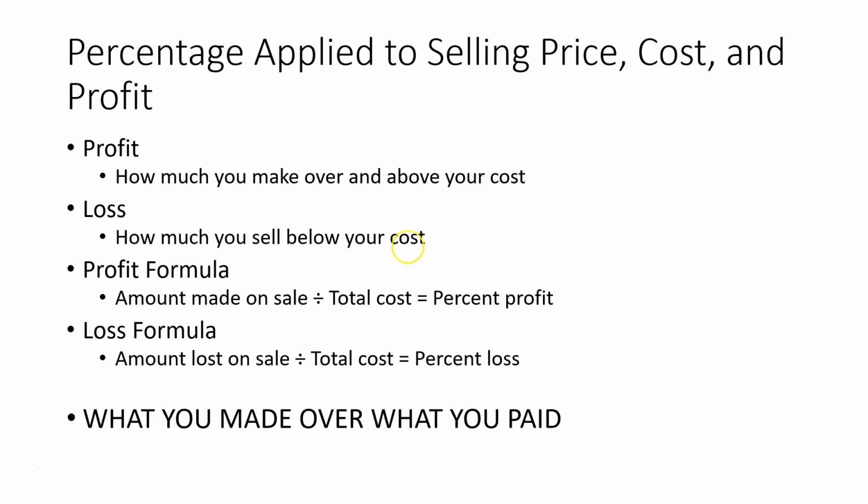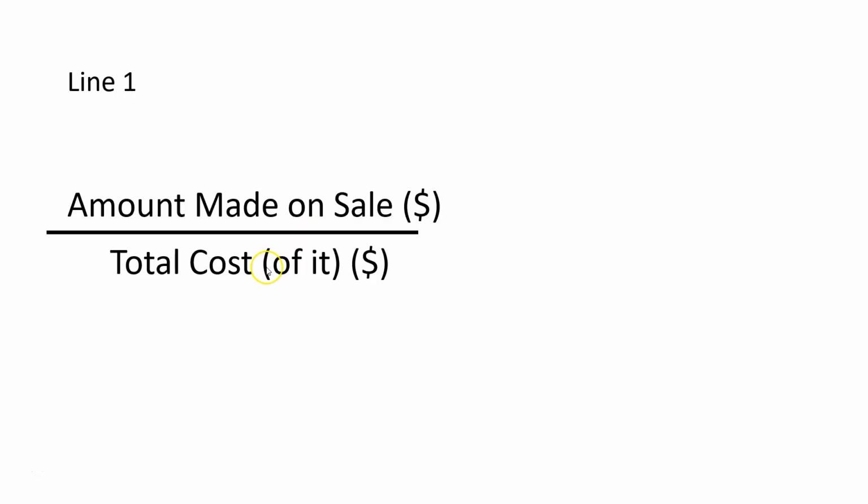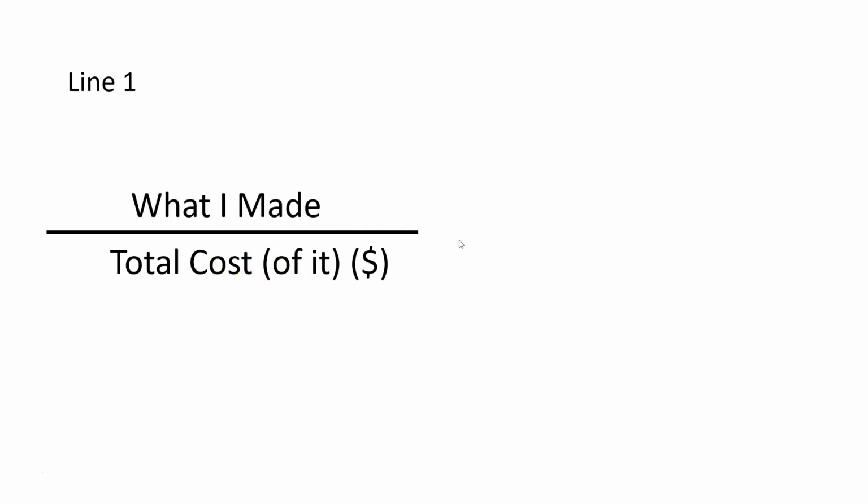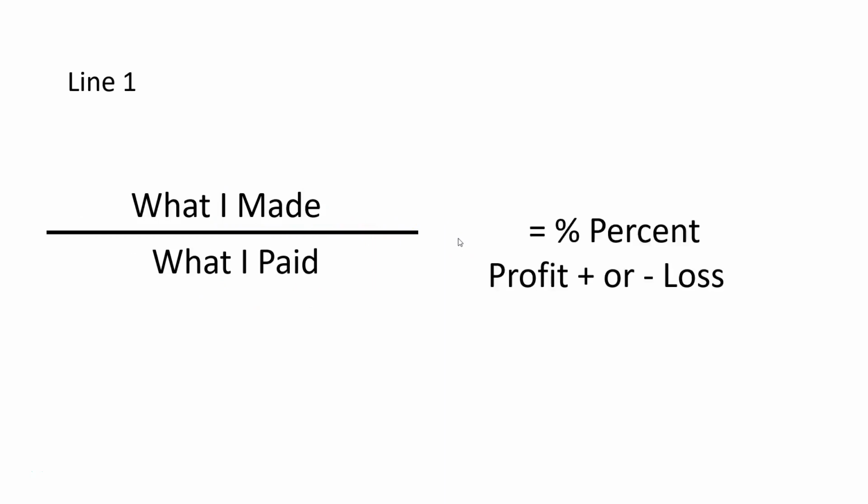When it comes to I bought something for a cost price and I made some money on it, what is the percentage I lost or gained, profit or loss? We need to work out how to do that. The very simplest way to remember that is the amount that I actually made extra on the sale, and I divide it by the total cost of it will give me the profit. For example, what I made over what I paid.